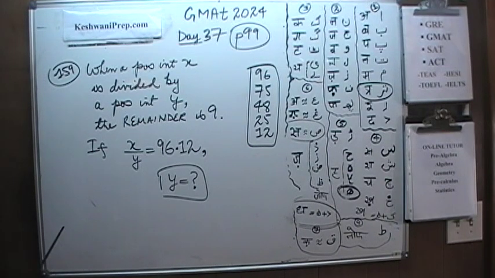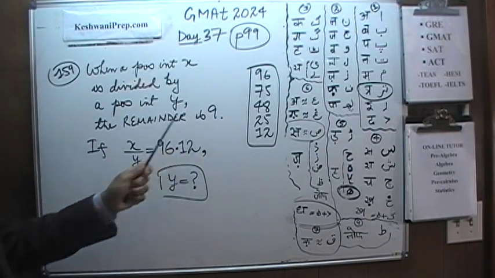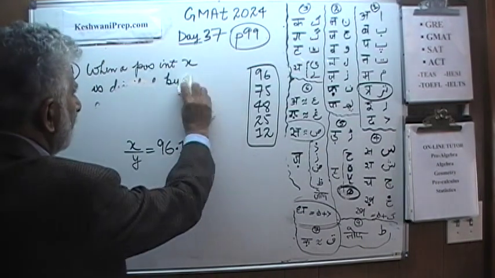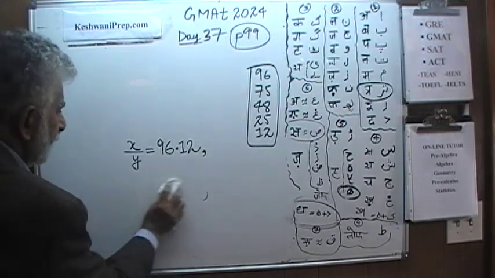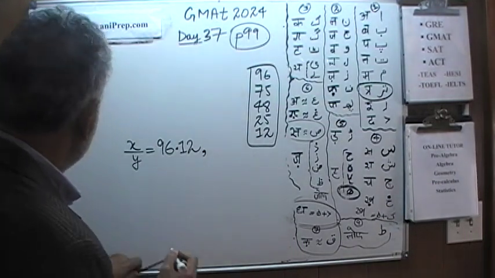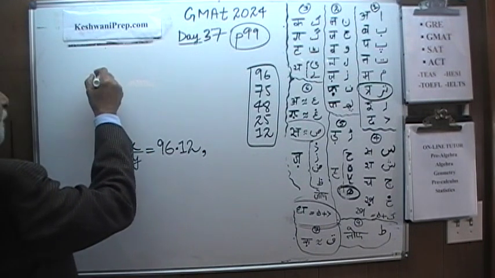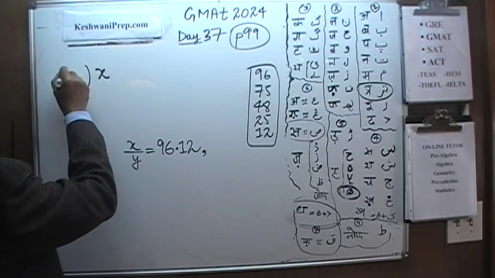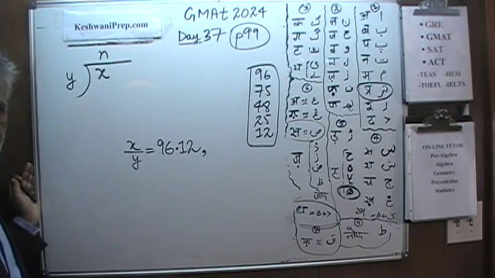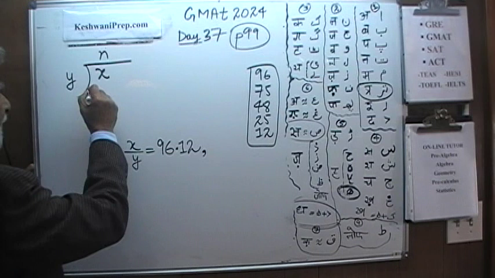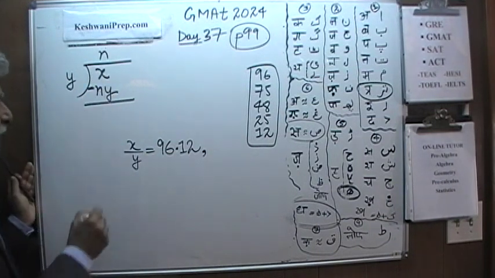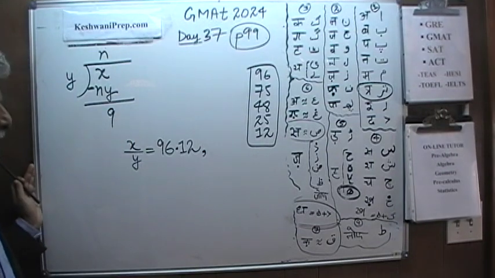So let's see what we have. We're going to divide x by y. We're going to have a remainder of 9, and we need this information, so we can't erase that yet. So here's our x. We're going to divide it by y. Let's pretend that it goes n times, which means y times n. When we subtract that quantity from x, we have a remainder of 9.